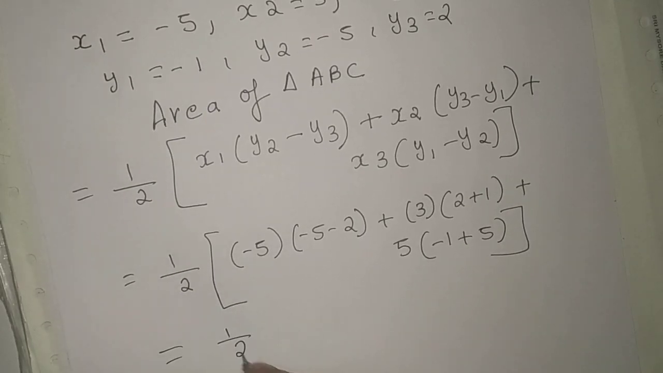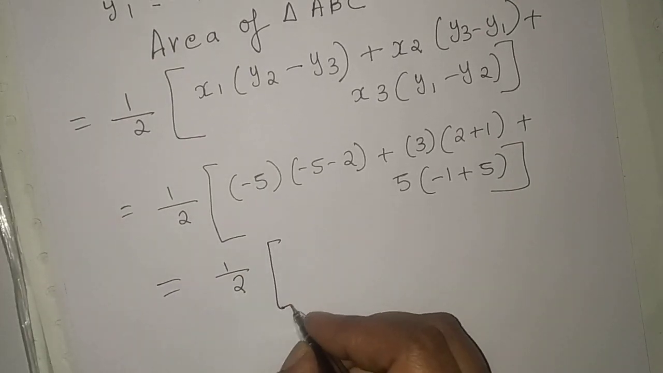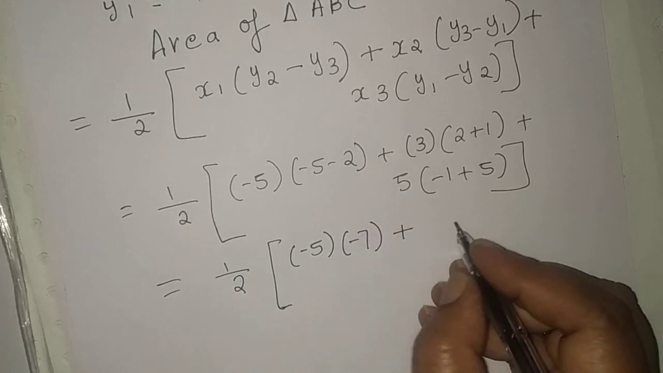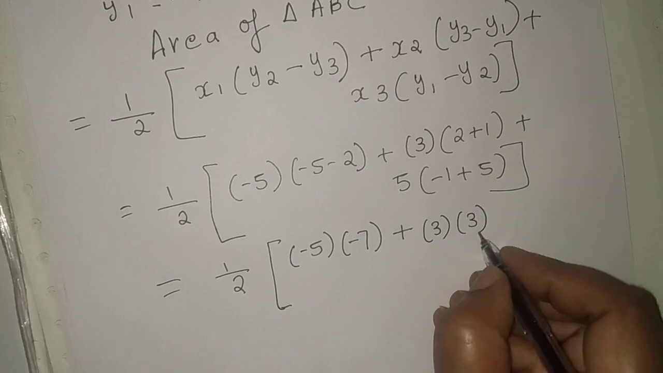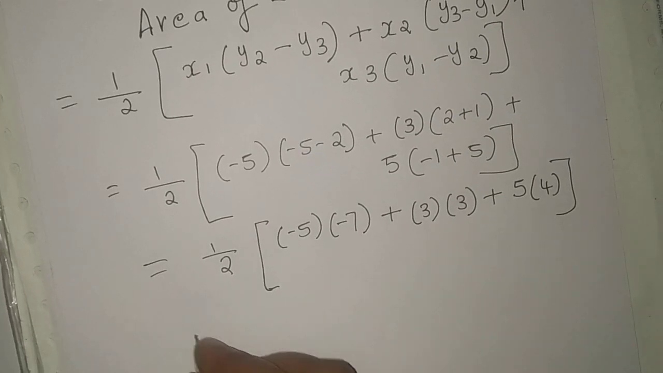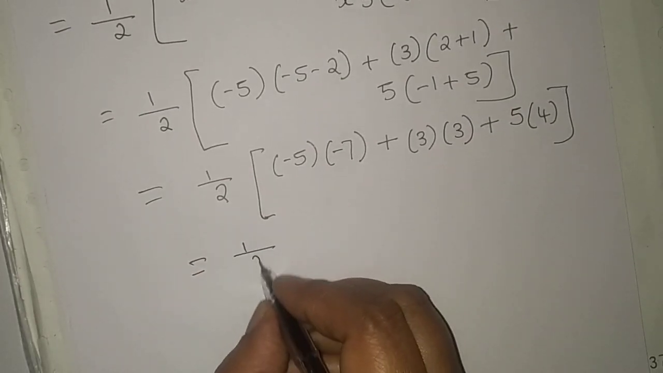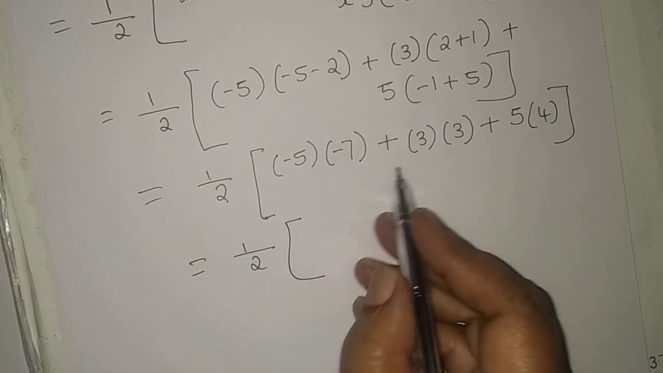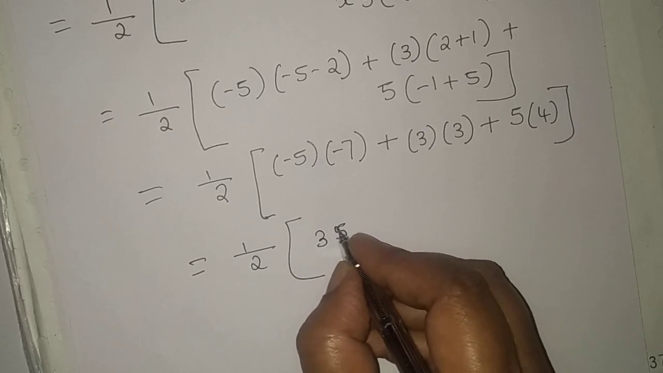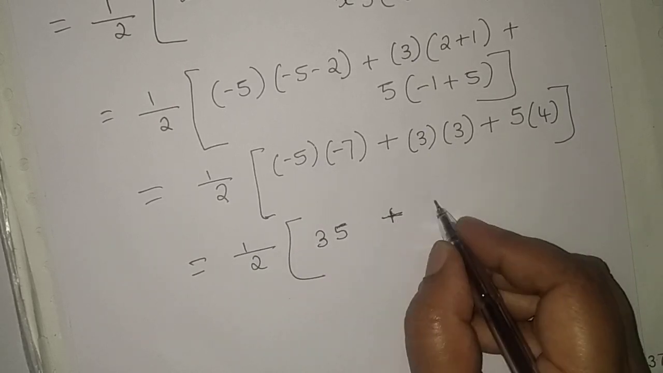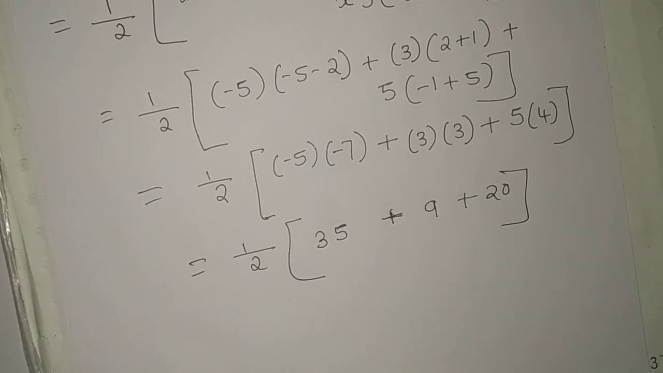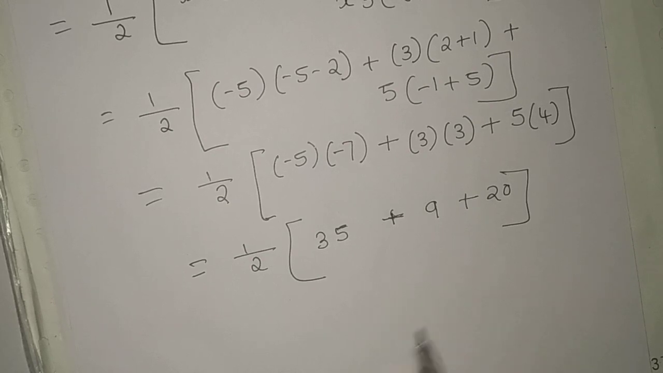Then simplify this. 1/2 into -5 into -7 plus 3 into 3 plus 5 into 4. Again, further simplify, that is 1/2 into 5 7s are 35, minus minus will become plus 35, plus 3 into 3 is 9, plus 5 4s are 20. Now add all these values.